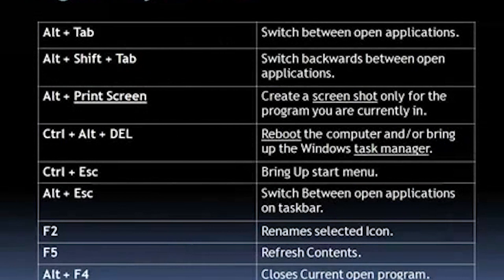A few more. Alt Tab switches between open applications. Alt Shift Tab switches backwards. Alt Print Screen will create a screenshot only of the program that you're currently in. If you don't want to get your entire Windows desktop, use Alt Print Screen.